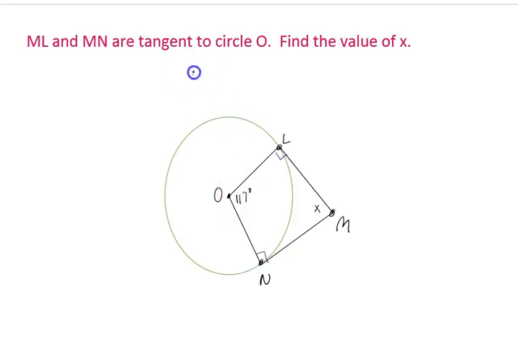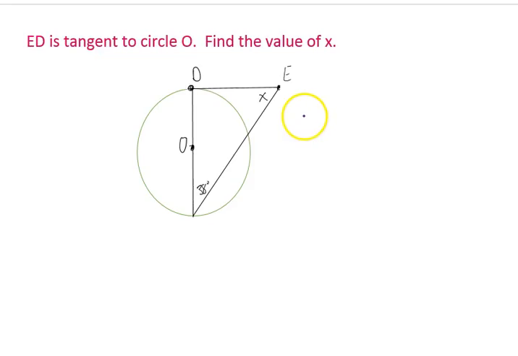So I can make an equation where I have 117 plus 90 plus 90 plus x, and that should equal 360. And then you can easily solve that and get x to be 63. And again, that was made possible because we know right angles are occurring where the radius and the tangent lines are meeting. Okay, here's another example where that thought comes in very handy, that theorem comes in handy.